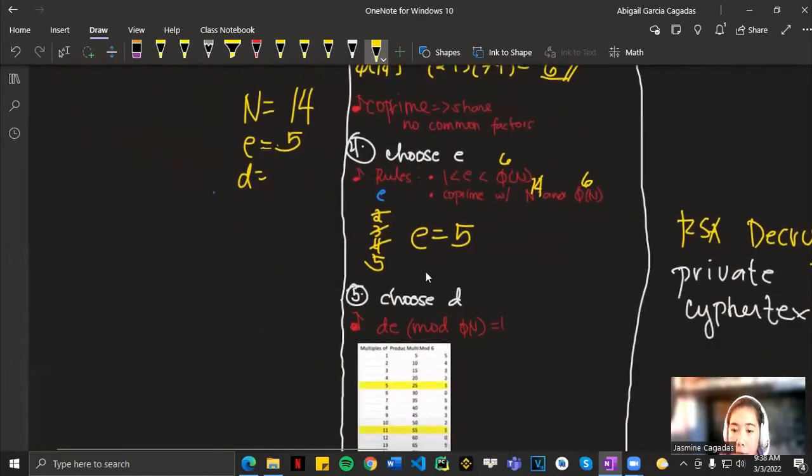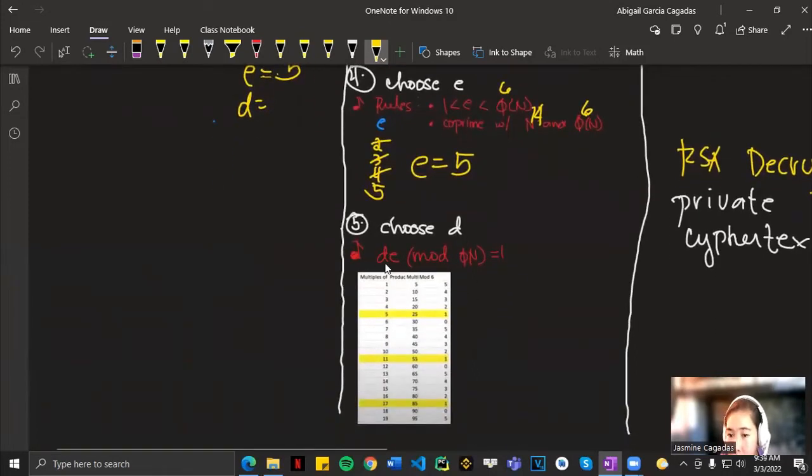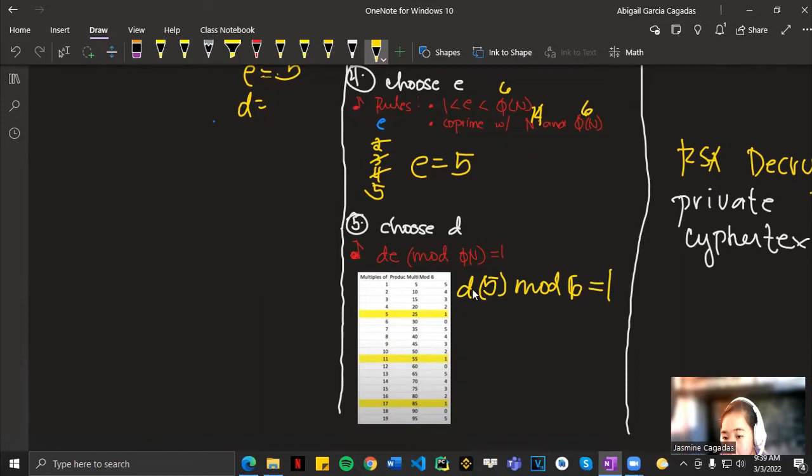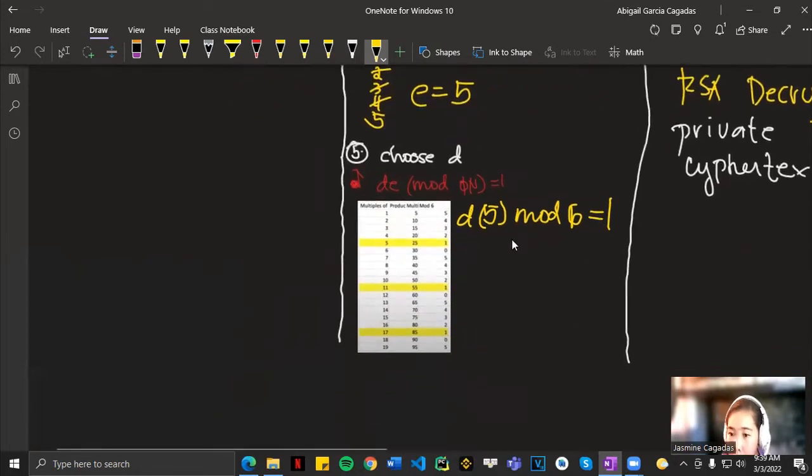The fifth step is determining the value of D by following this rule. D multiplied by 5, modulo phi of N, which is 6, should be equal to 1. What would be the value of D such that when you multiply it by 5 and divide it by 6, the remainder would be 1? There is no easy way to solve this, so it would be solved by trial and error.